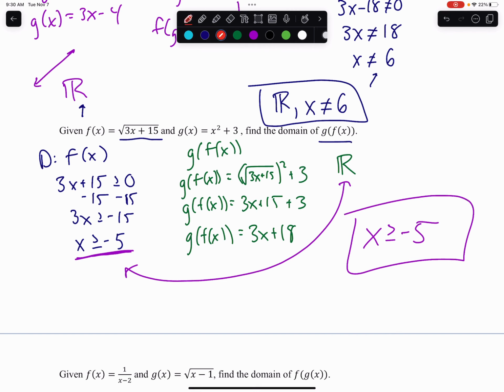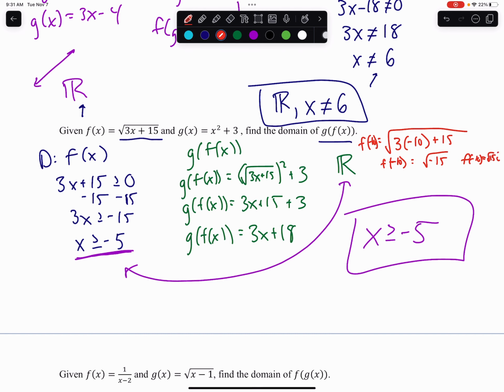Pick a number that is less than negative 5, so a number that's not in our domain. Did I hear a negative 10? So let's plug negative 10 into f of x. So we would have the square root of 3 times negative 10 plus 15. So that would be f of negative 10, and in this case it's not undefined, it's going to be an imaginary number. That would be the radical of negative 15, so f of negative 10 is radical 15i.